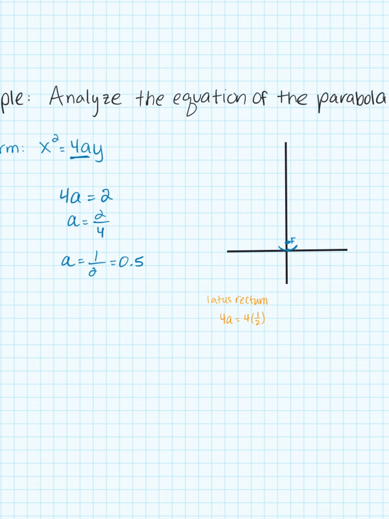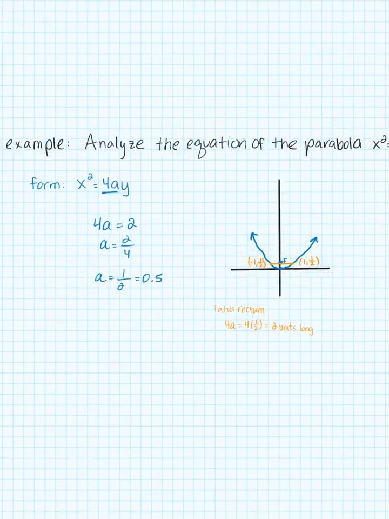We could calculate the latus rectum here. It is 4a units long. So if a is 1/2, the latus rectum is only 2 units long. And that actually gives us the distance that these 2 points are from each other. So 2 units between these 2 orange points here because they are in line with the focus. And that helps us draw the rest of this parabola and see how wide it is. So the points that define the latus rectum are (1, 1/2) and (-1, 1/2).